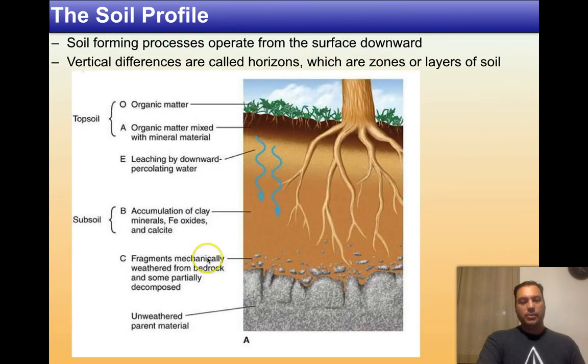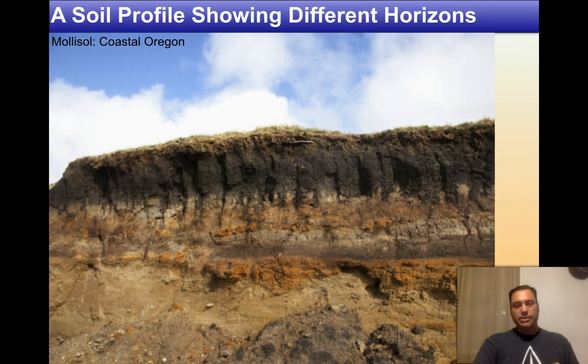Okay. And then, of course, the C horizon, the material right on top of the bedrock that's breaking up, and then the bedrock itself. And so this would be an example of exactly what we were describing. Here we have the O horizon up here on top, a very nice and well-developed A horizon. And sitting right below it is this patch. This is a mollisol, by the way, in coastal Oregon. Mollisol is a soil that forms in grassy areas. And so here we see an area of leaching very clearly right in here, okay?